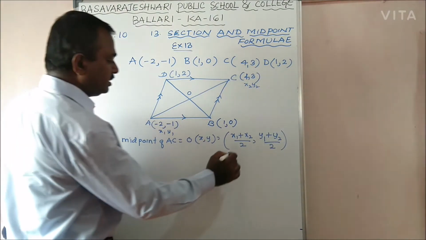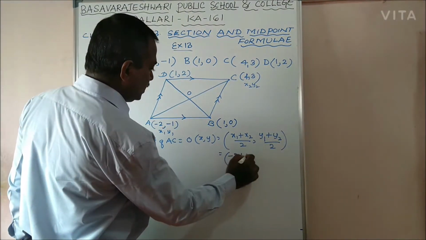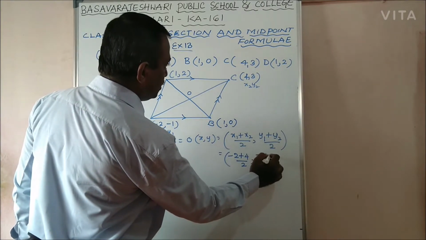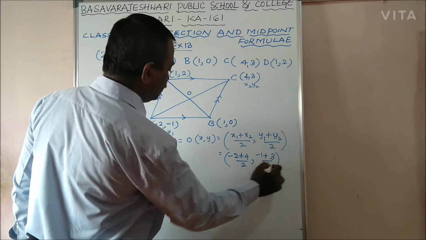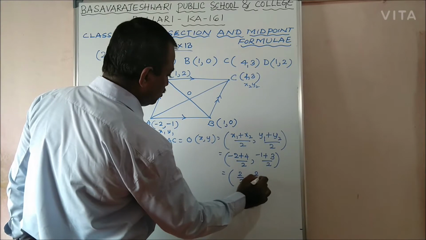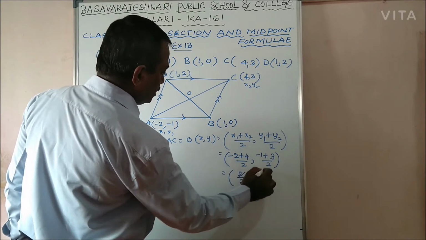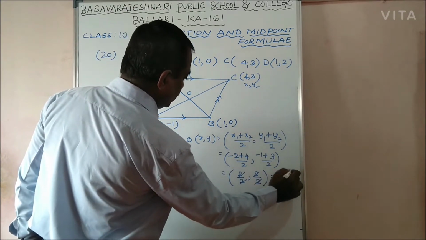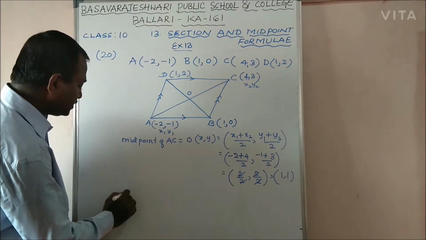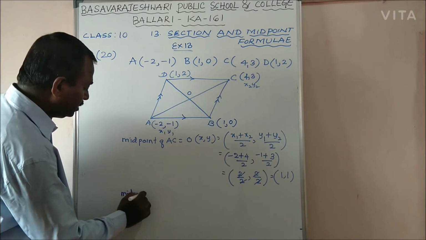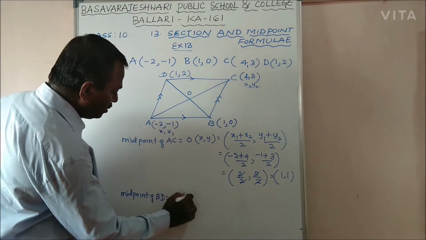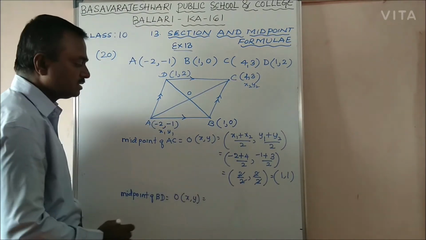Now what is x1 here? -2 plus x2 is 4, by 2. y1 is -1 plus y2 is 3, by 2. That is equal to 2 by 2, and this is also 2 by 2. So that is (1, 1) we got. Let us see, the midpoint of BD, we should get the same answer here also.